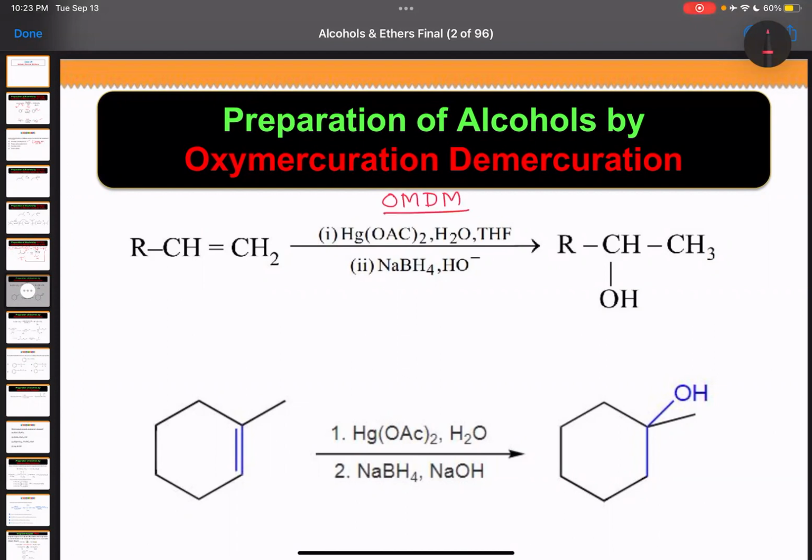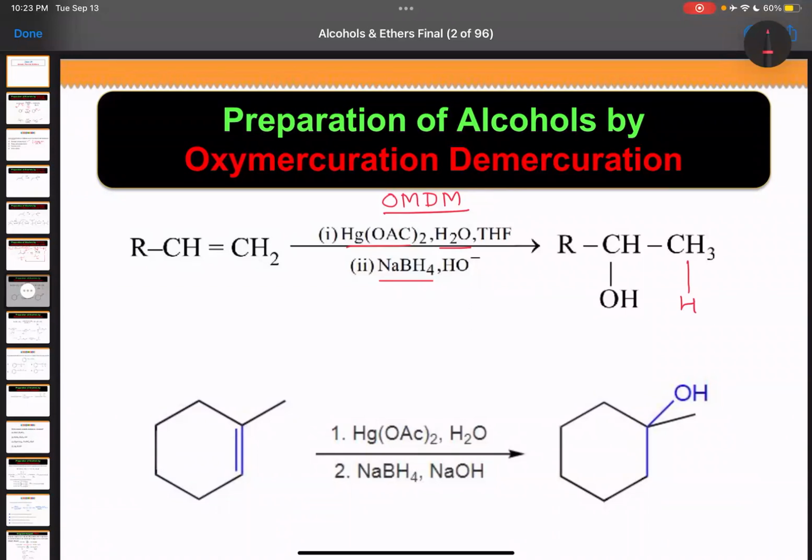This is also addition of water only, but not direct addition. First, you add mercuric acetate and water. And in the second step, you take sodium borohydride, NaBH4, that removes mercury and puts H in its place. So overall, you can write the steps, and there is no need to know the complete mechanism.